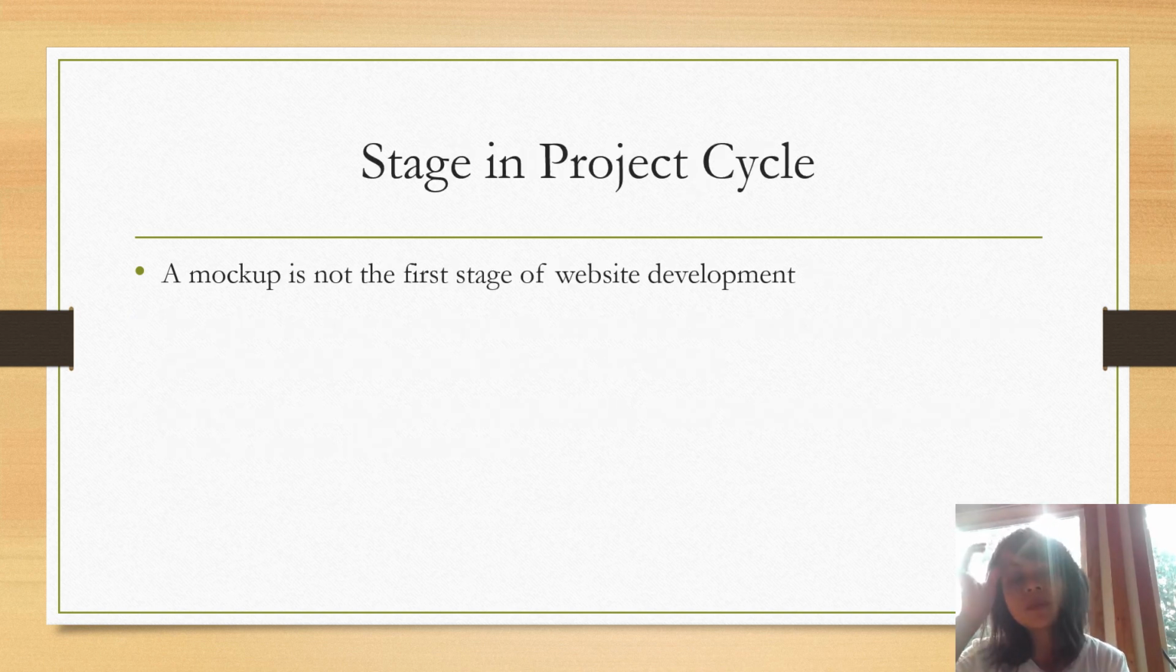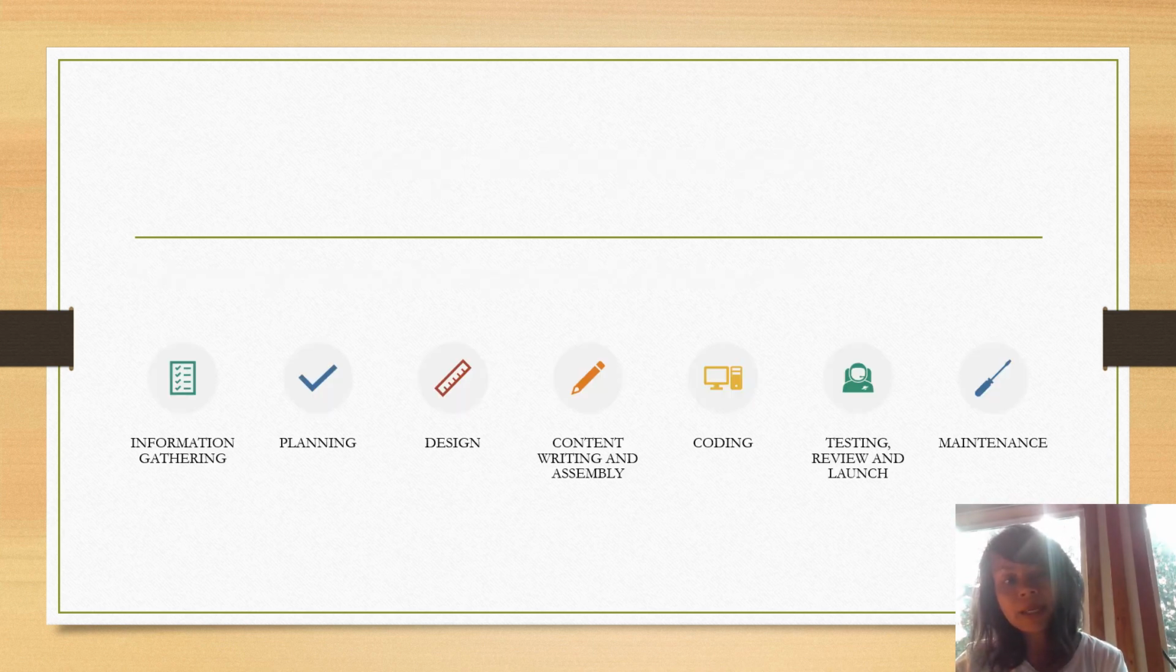So the mockup is created not in the first stage of the website, but rather in maybe the third stage or so. As you can recall from the previous PowerPoint where we looked at the project life cycle, where we looked at information gathering, planning, and the planning stage is where the sitemap and the wireframe are created. Now we're at the design phase, and this is where the mockup is created.